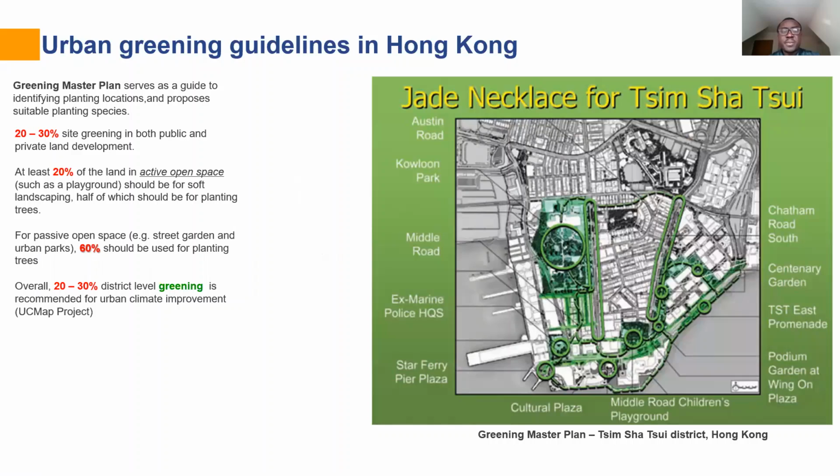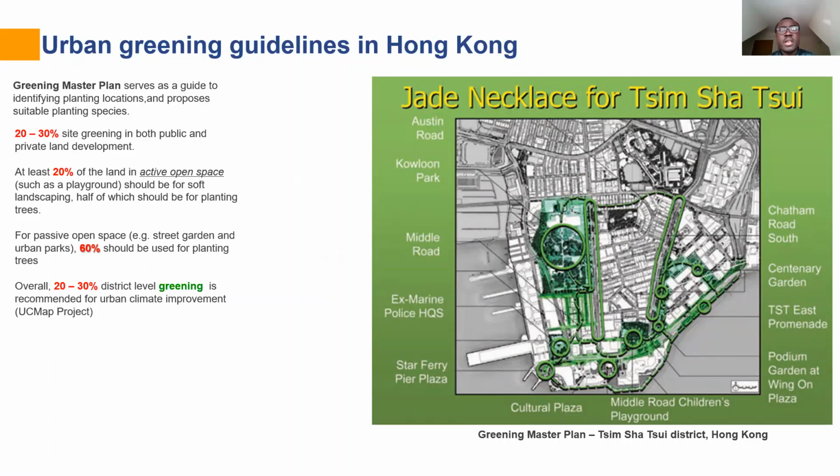Now, to address this problem, the government set up certain guidelines dating back to over 10 years ago, 2010. They developed what they call the Green Master Plan, where they divide the city into parcels and then develop a master plan that identifies potential locations for tree planting.